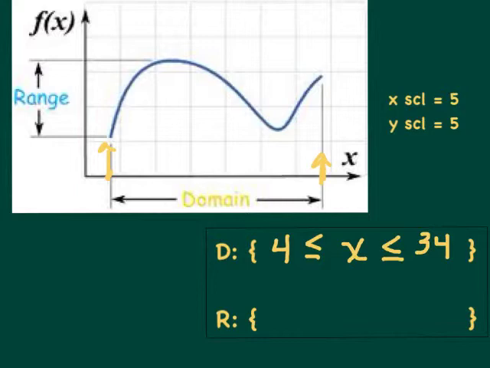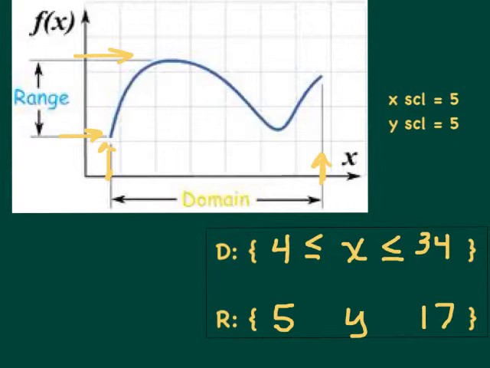Now let's look at the range. What's going on up and down? That's over here on the y-axis, or f of x axis. The range is all the output values. And if we look at the smallest value for y, that is a little over 5. So we put y in the middle, and the smallest value is 5. And the largest value for y is maybe up here at 17. So I'm going to put 17 over here.